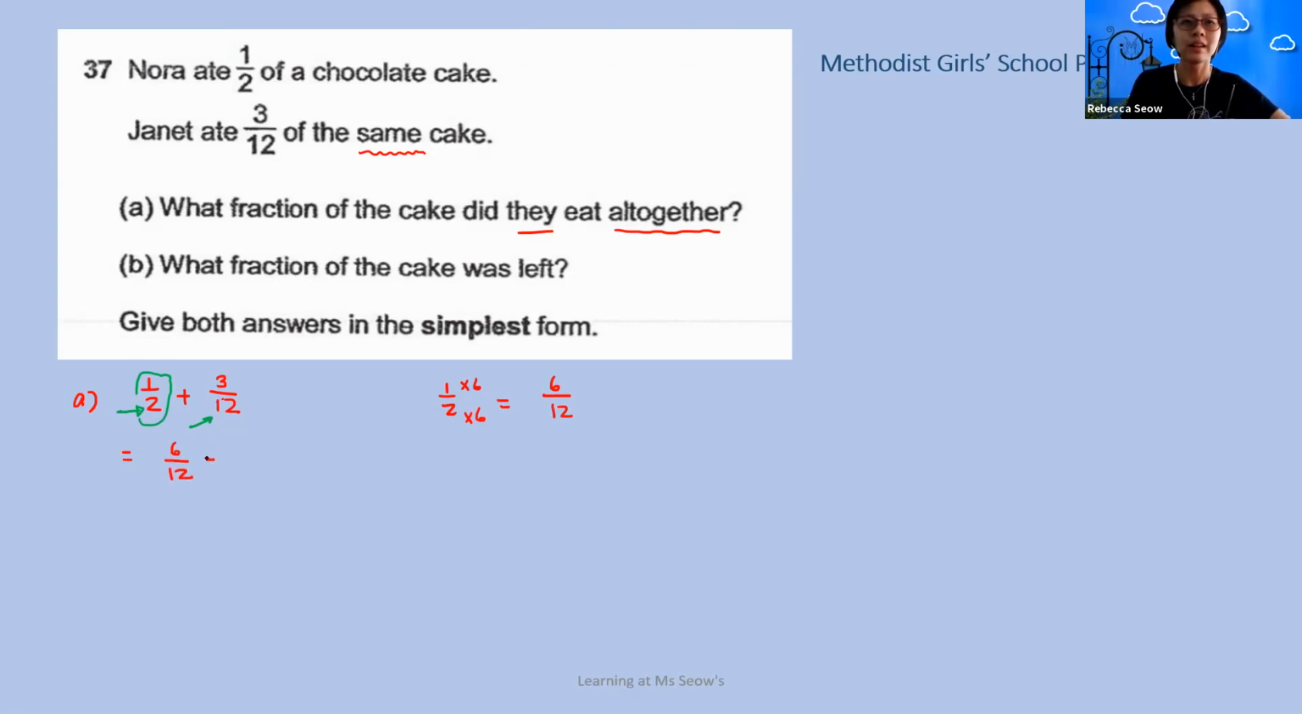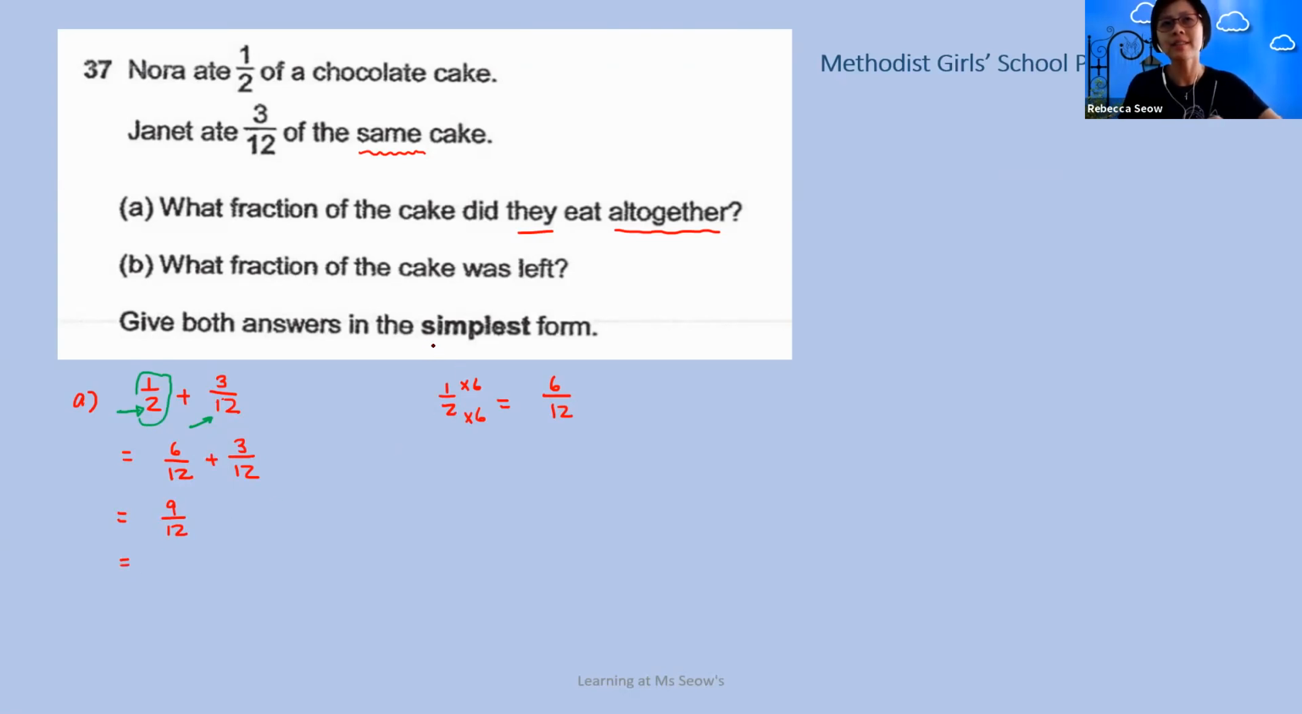Now, I can combine both fractions together, knowing that the denominators of both fractions are the same. So 6 out of 12 pieces added to 3 out of 12 pieces, we actually end up with 9 out of 12 pieces. Now, would this be the final answer?